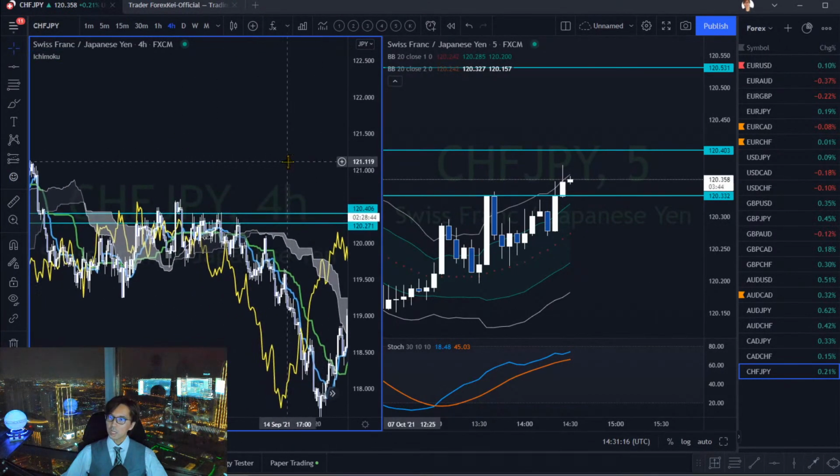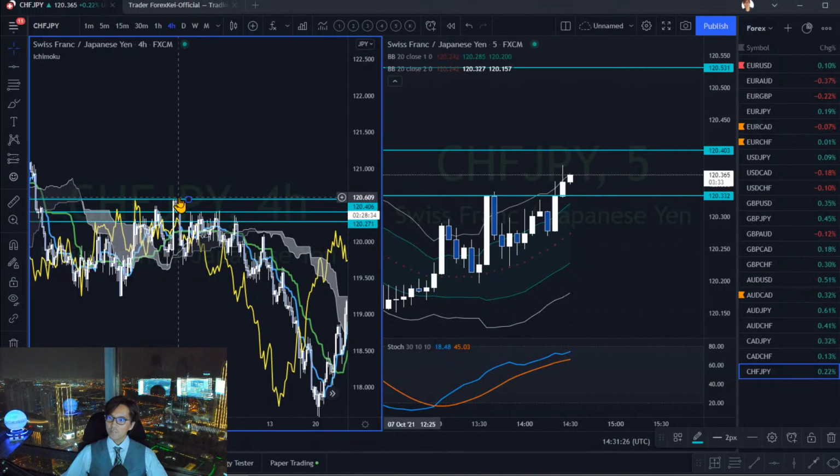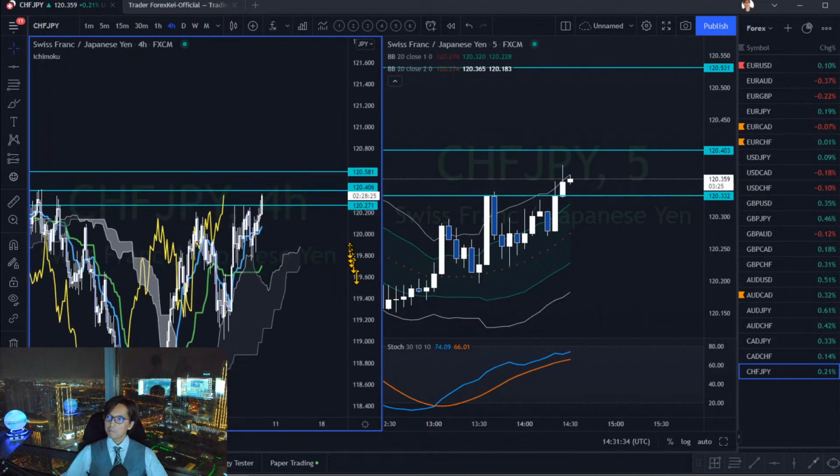Yeah, better to wait for the breakout of at least this level here. The 120.58 area was the previous high from August. So yes, most likely I would wait for that. But let's see. Once again, it depends on your risk management.